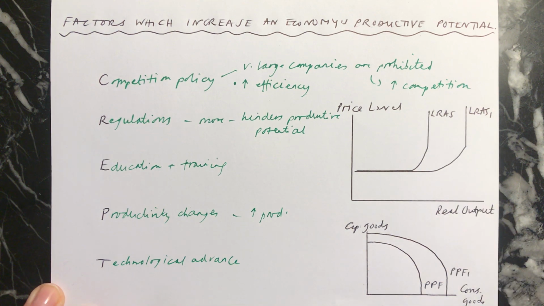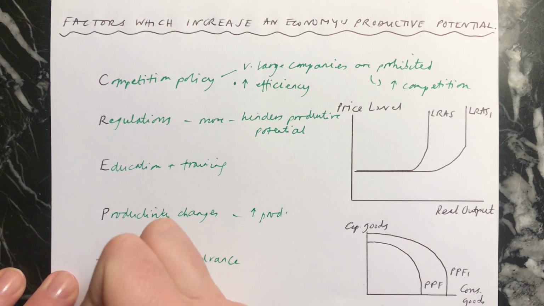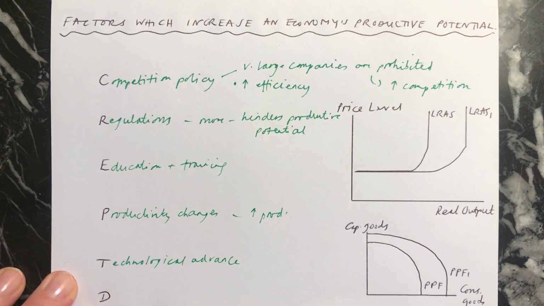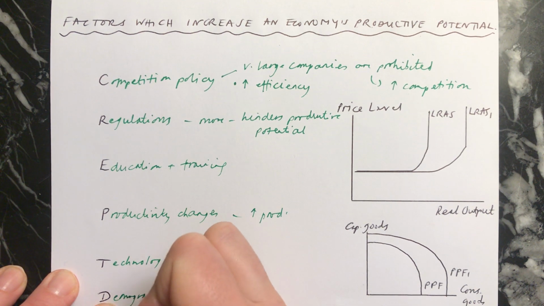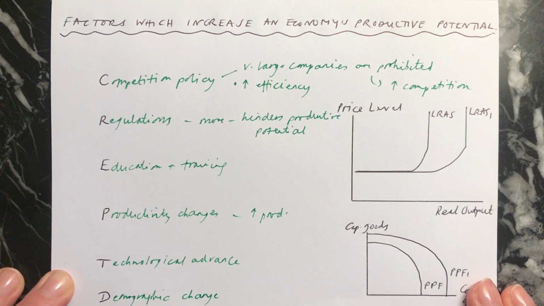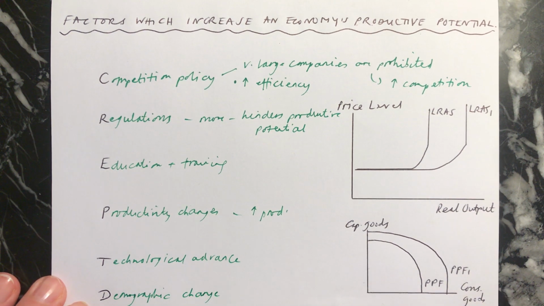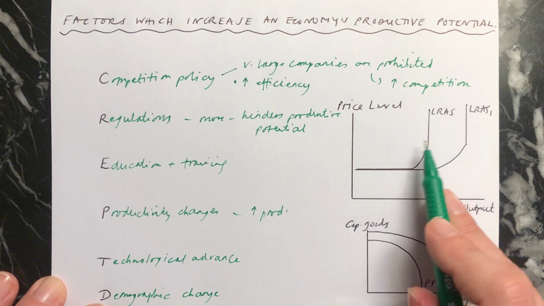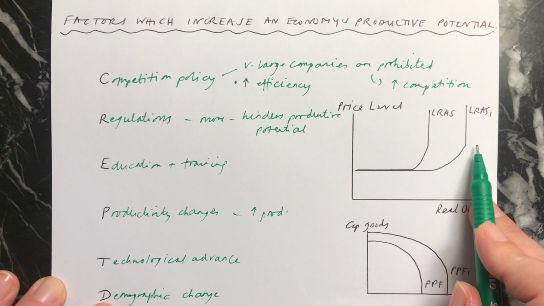The last one, which I've missed off, but there's space at the bottom, is D. And D is for demographic change. The demographics of a country, that's looking at the people within the country. So for example, if you have immigration of people of working age, then you'll have more people in the labour force and your productive potential will increase.